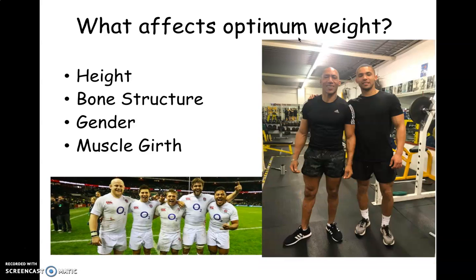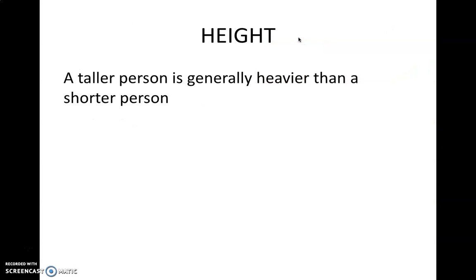So there you go, there's some examples of some very strong people. Height: a taller person is generally heavier than a short person because there's more of them essentially. So a lot taller, the bones are going to be longer and bigger, and everything's going to be generally a bit bigger and longer. So there will be more weight.